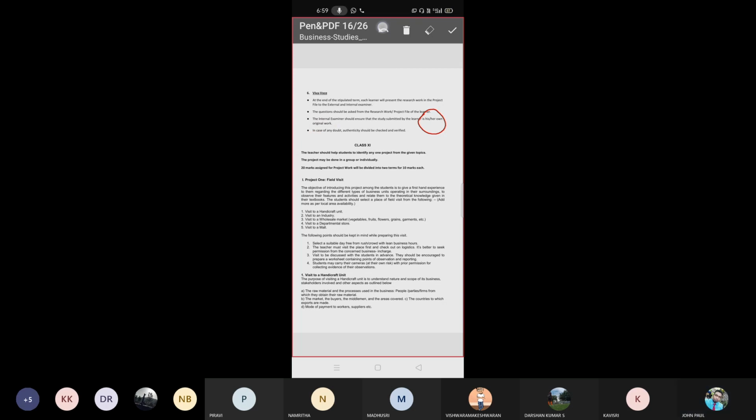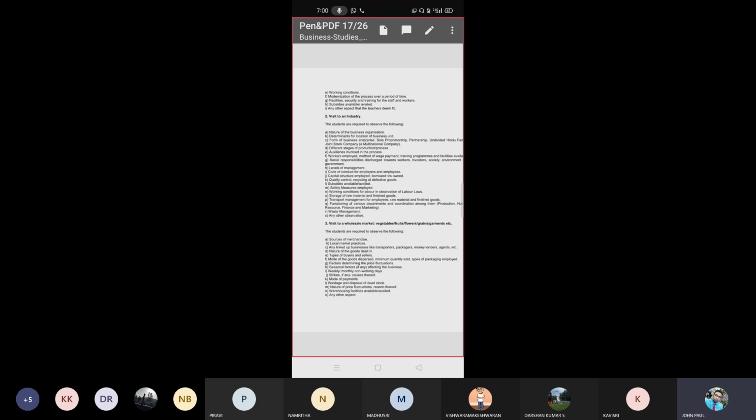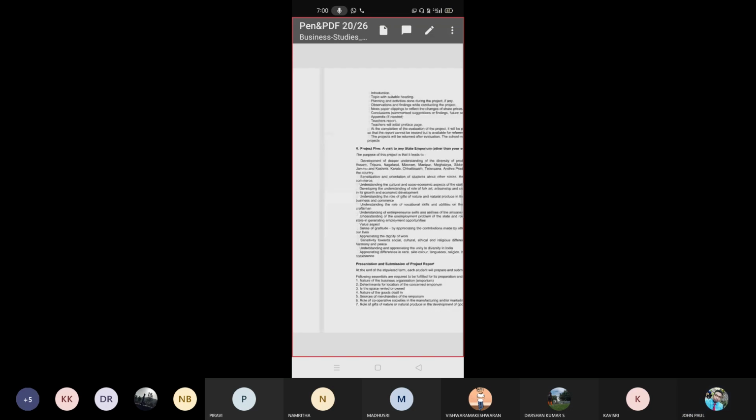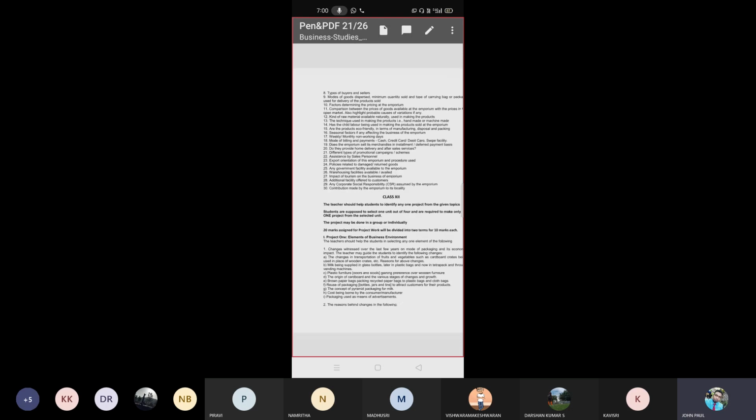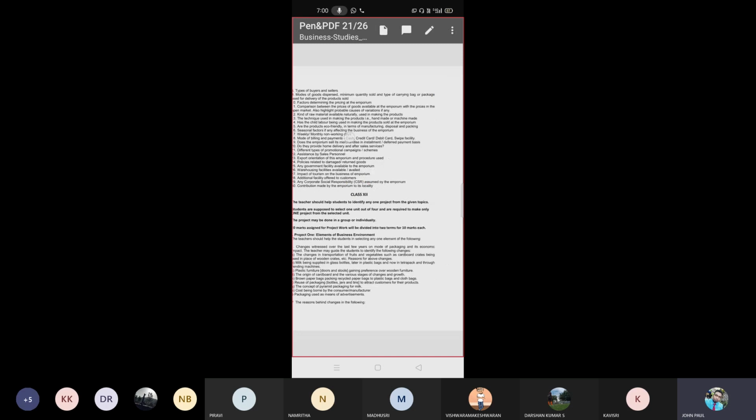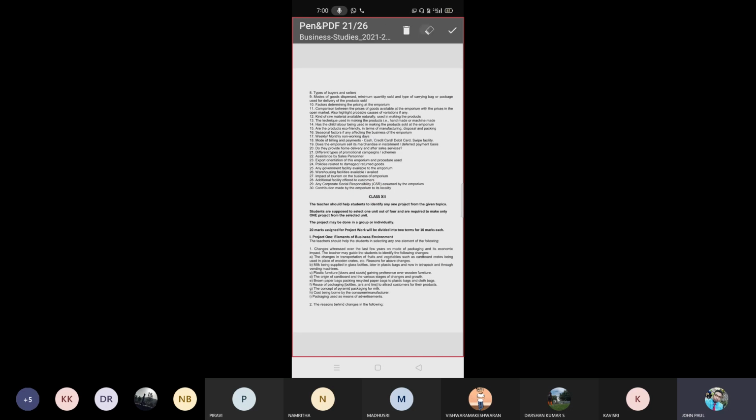So what are the projects? This is for grade 11, so not for us. We will go for grade 12 project topics. So this is grade 12, these are the project topics. You can see the teacher should help students to identify any one from the given topics. Students are supposed to select one unit out of 4 and are required to make only one project from the selected unit.